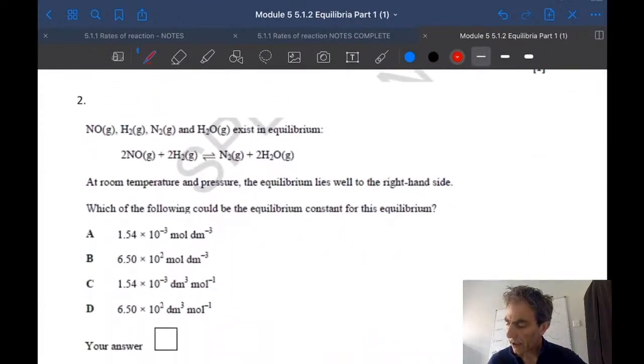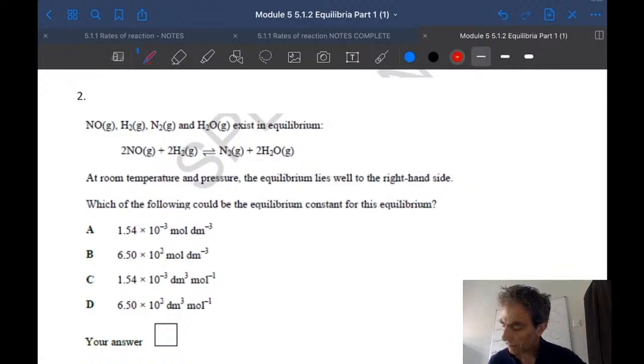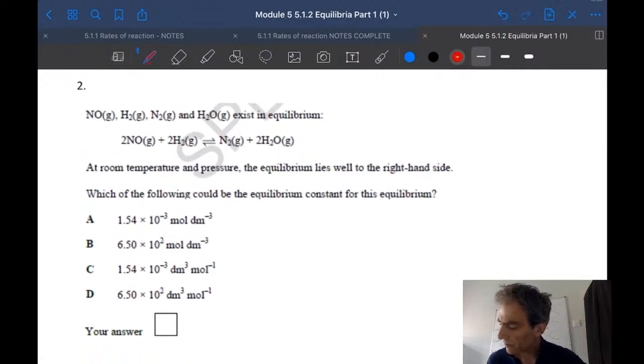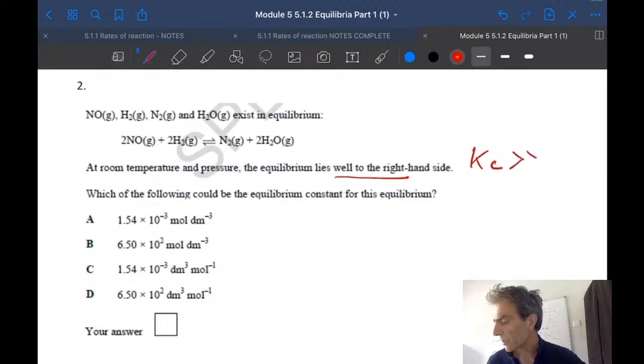Next one, we've got this equilibrium at room temperature and pressure. The equilibrium lies well to the right hand side. Well to the right means that Kc is going to be much bigger than 1. So what we're looking for is a big Kc value first of all. We've got 2 with 10 to the minus 3's on, so that's a small number, isn't it? So it's not A and it's not C. So it could be B and it could be D.